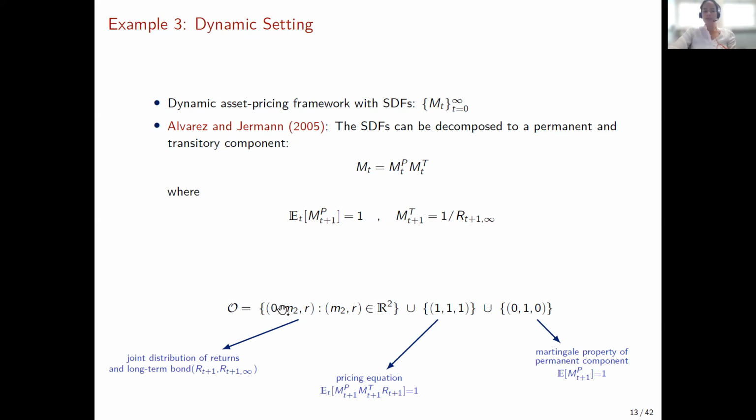So now we have 0, M2, and R. This is the joint distribution of returns together with the long-term bond. Why is that? Because the long-term bond obviously has to be in the set of observables in order to impose this restriction. Then we have 1, 1, 1, because the permanent component is to the power 1, the transitory component is to the power 1, and then we have the return vector. And then we also have the martingale restriction, which gives you a power, sorry, here we mixed up P and T. So we have a power 0 on the permanent component, a power 1 on the transitory component, and a power 0 on the return component.